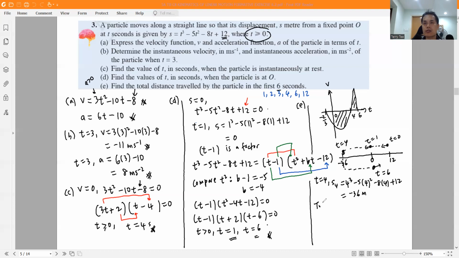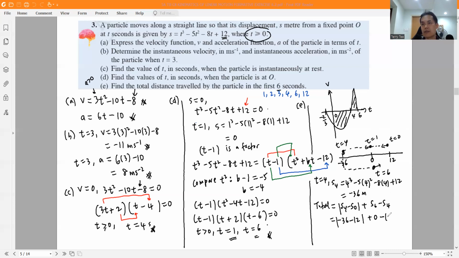So your total distance traveled, you can actually just look at a diagram and calculate. But if you don't want to draw this, it's fine actually. We can just see S4 minus S0 and S6 minus S4. Now S4 minus S0 is going to be negative because it's heading to the left, as I can see from the velocity-time graph, so I take the modulus. S6 minus S4 is going to be positive. We know S4 is -36, S0 is 12, because when t is 0, S is 12. And S6 is going to be 0 because it returns to 0.0 when t is 6.